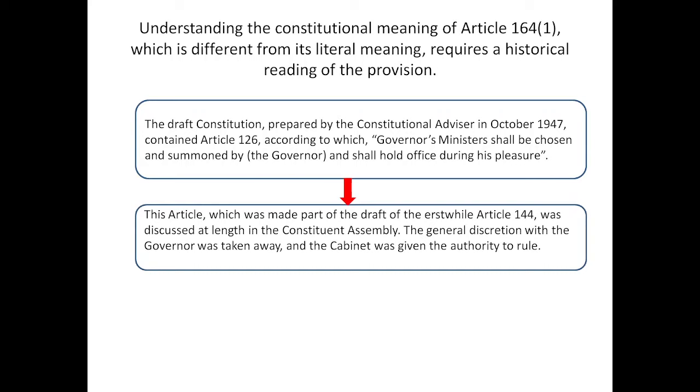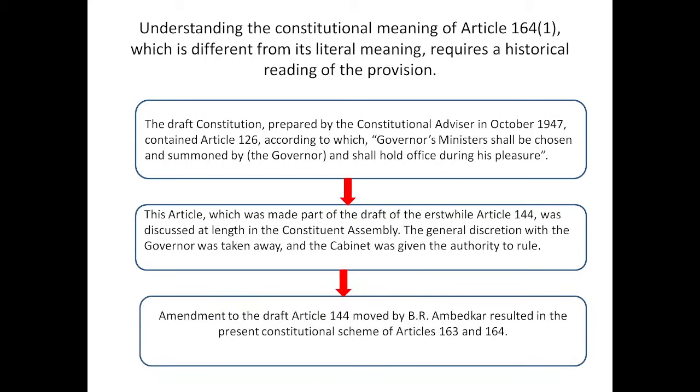This article is Article 144. Here, the general discretion of the governor was taken away and the cabinet was given the authority to rule. So, see the development from draft Article 126 to Article 144, which is also a draft article. And again, Article 144 was amended and the final articles which came were Article 163 and 164.